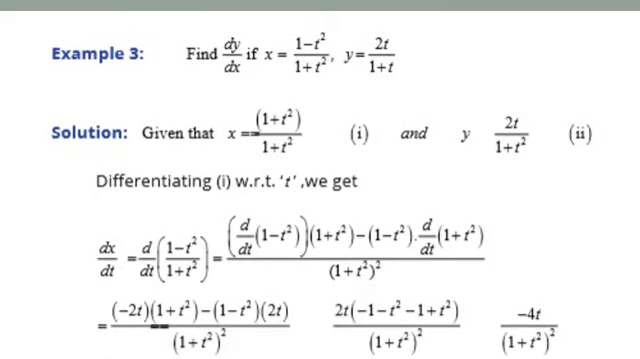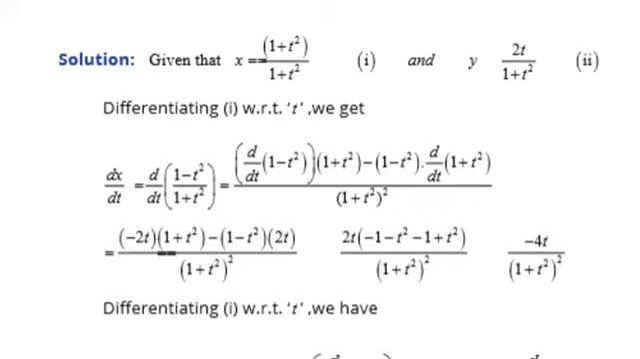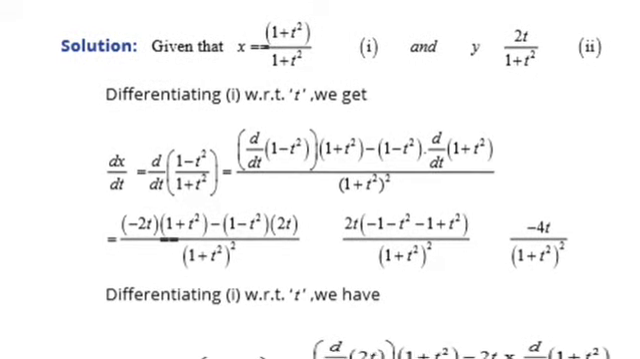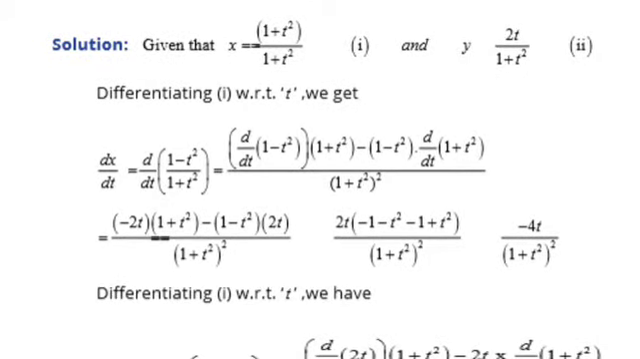In this question we have both parametric equations but in fraction form. In both cases we apply the chain or quotient rule. In the first question we have 1 minus t square over 1 plus t square. Now I hope you have learned these formulas.